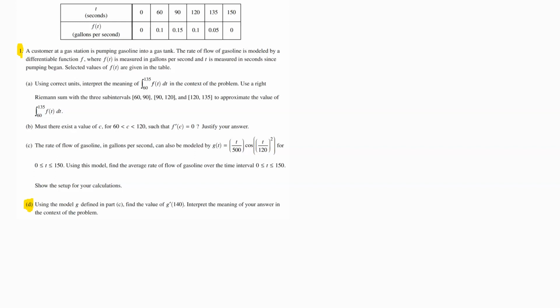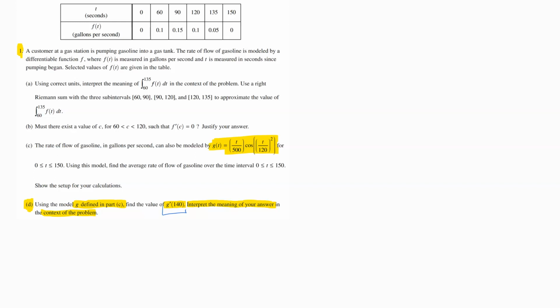D is saying using the model G defined in part C, so that's going to be this equation right here. They want us to find the value of G prime of 140. And after we find that value, they want us to interpret the meaning of our answer in the context of this problem. So the first part of this is going to be pretty straightforward, finding that derivative value, especially since this is a calculator required portion of the exam.